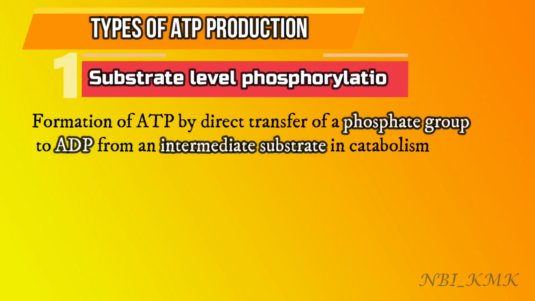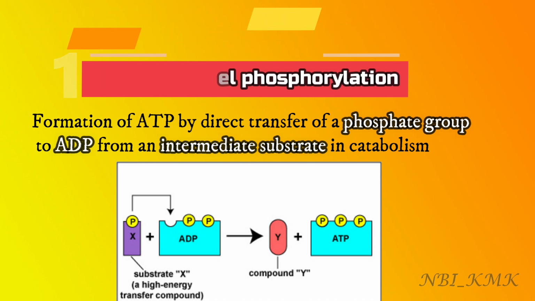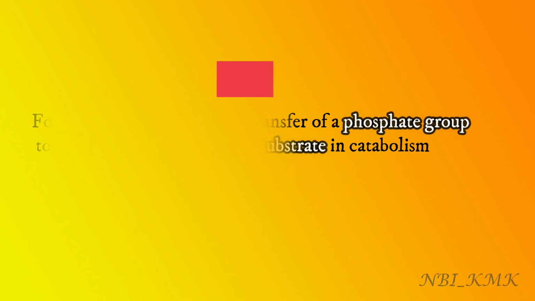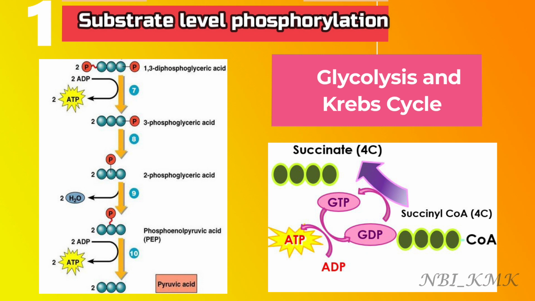Substrate-level phosphorylation is the synthesis of ATP by the direct transfer of a phosphate group from a substrate to a molecule of ADP. It occurs in glycolysis and the Krebs cycle.